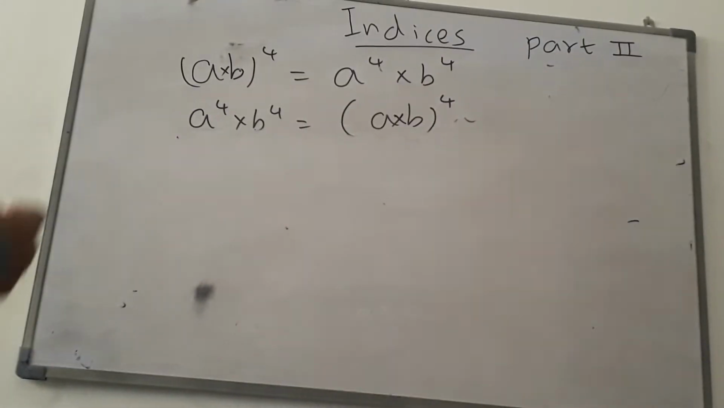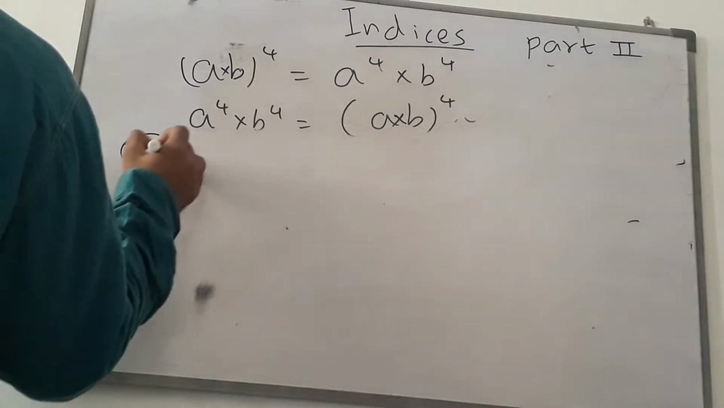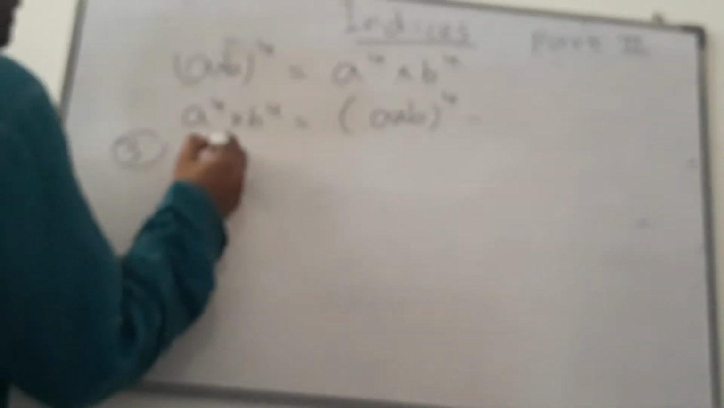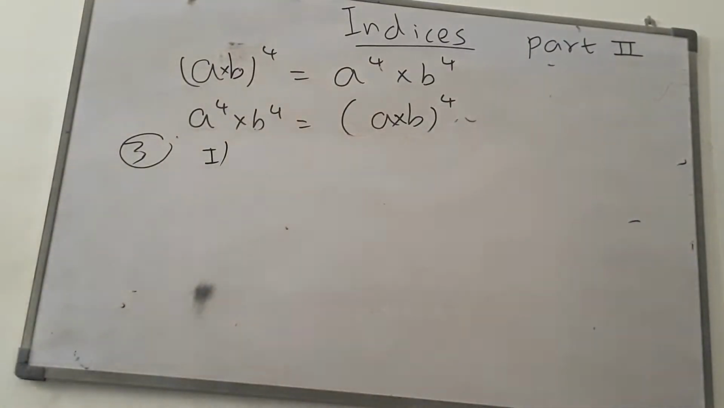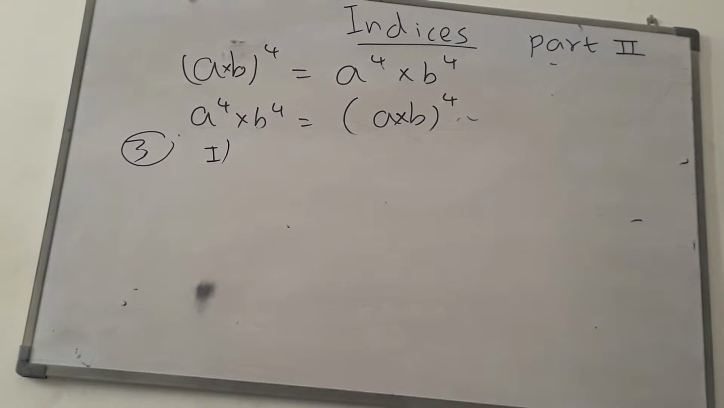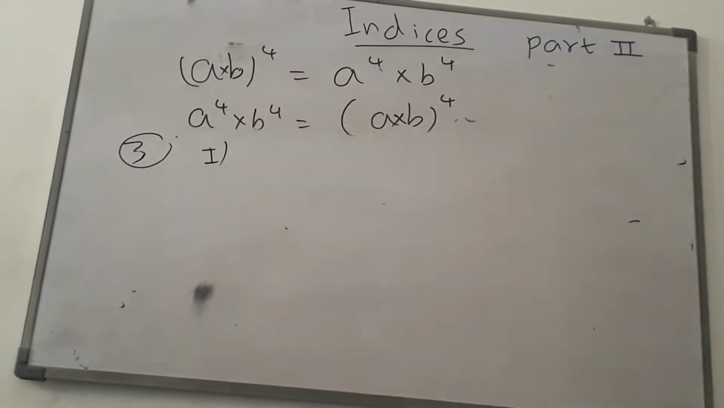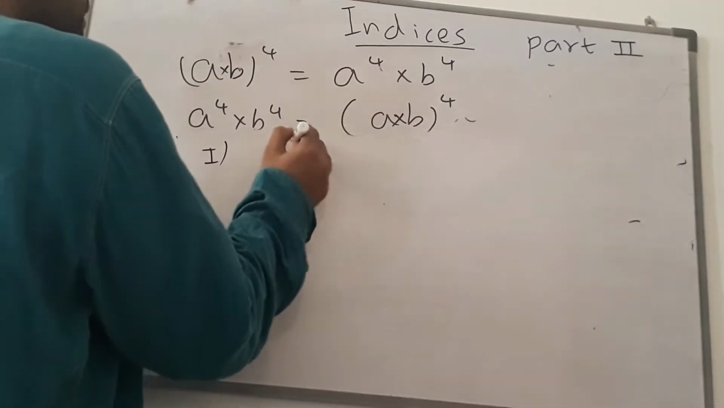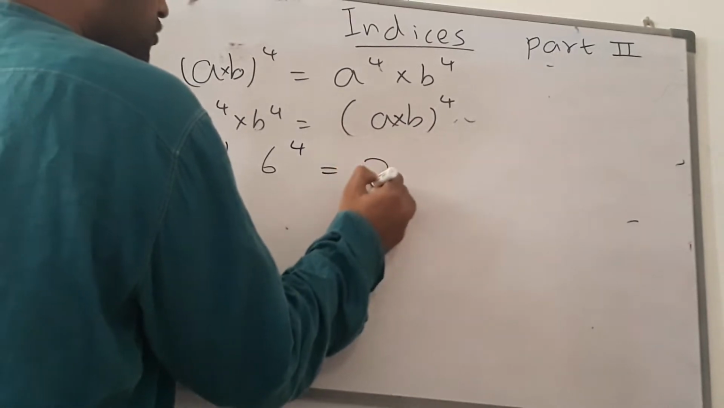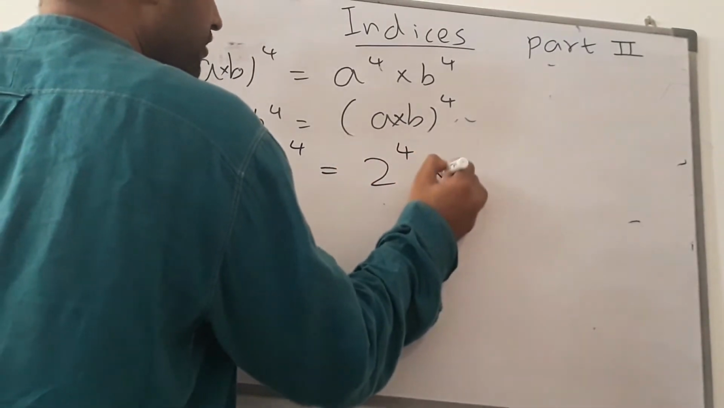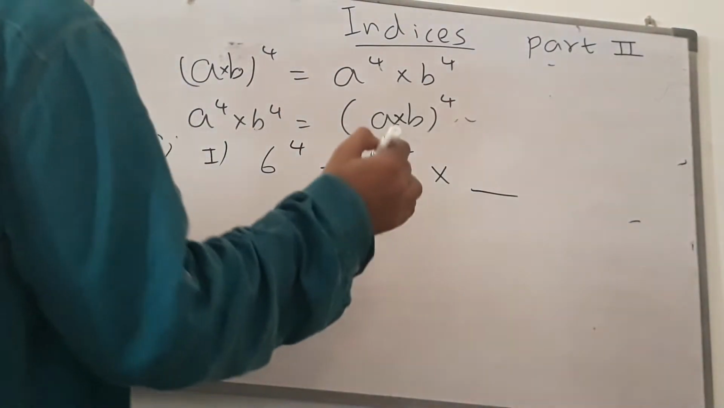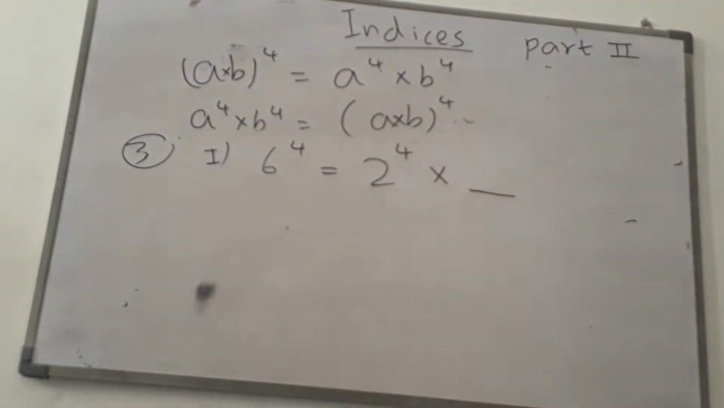Third question. There are some questions where it is said you have to fill in the blanks. Under this, our first question is 6 to the power 4 is equal to 2 to the power 4 times something else. Okay.